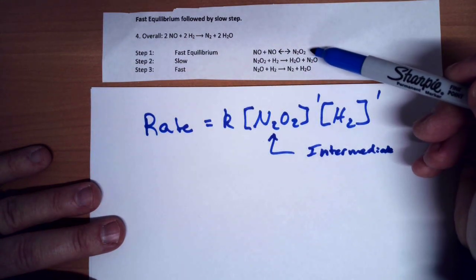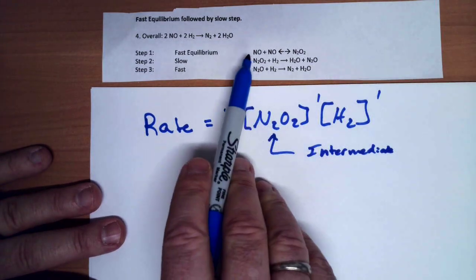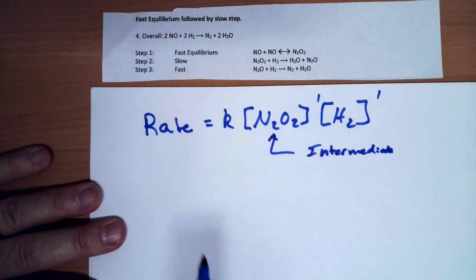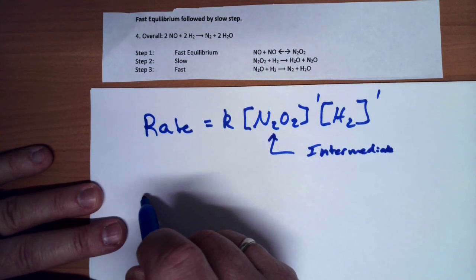That's when I'm going to go up here to this first step, and I'm going to say the forward rate is equal to the reverse rate. And I'm going to write those rate laws out and set them equal to each other. So here's the forward rate.